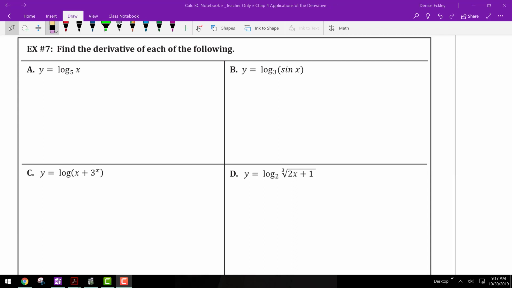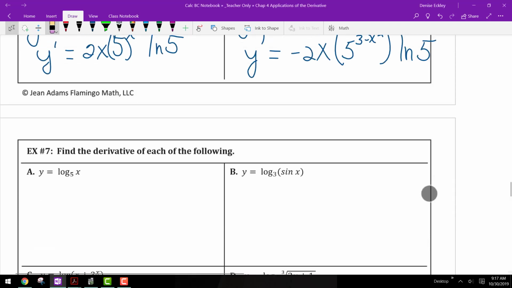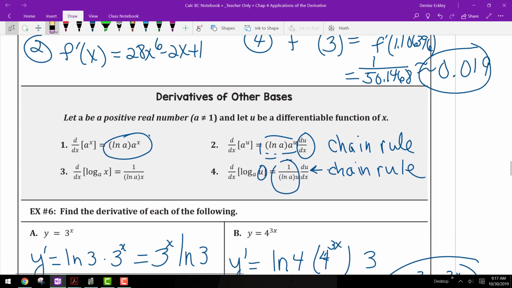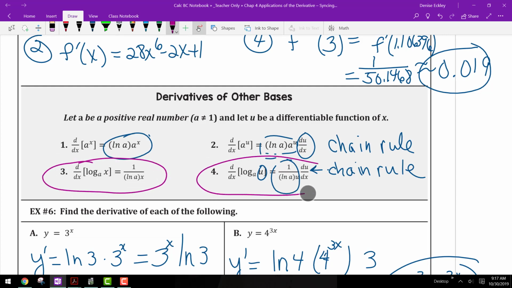So we're going to start with example 7, and we're going to do the derivatives of each of these. Now, in the last video, we were doing all our exponential ones. These are our log ones, so just to review real quick, it's the derivatives of number 3 here. We're going to use these two derivatives here: the derivative of a log and then the derivative of a log with the chain rule.